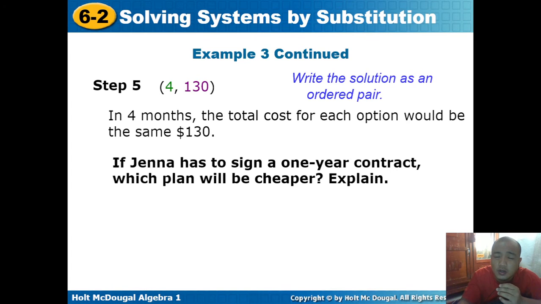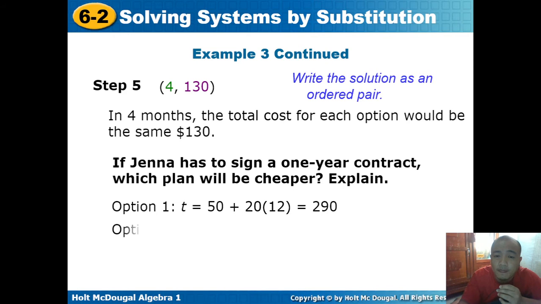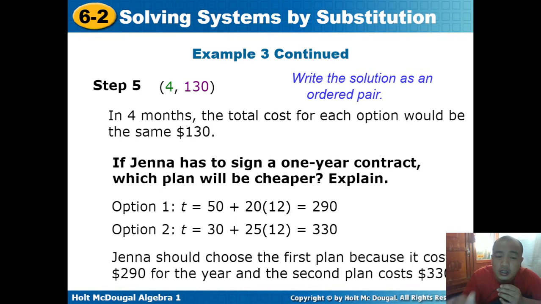If Jenna has to sign a 1-year contract, which plan will be cheaper? Explain. Option 1: 50 plus 20 times 12, because there are 12 months in a year. For option 2: 30 plus 25 times 12, 330. So option 1 is cheaper. Jenna should choose the first plan because it costs $290 per year and the second plan costs $330.